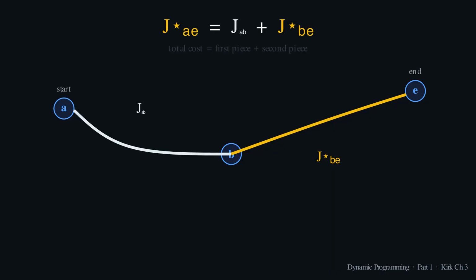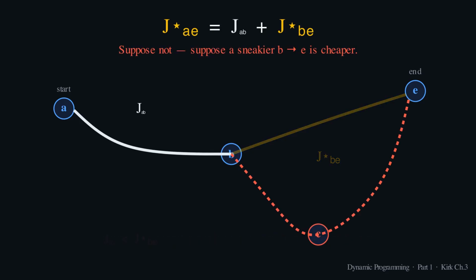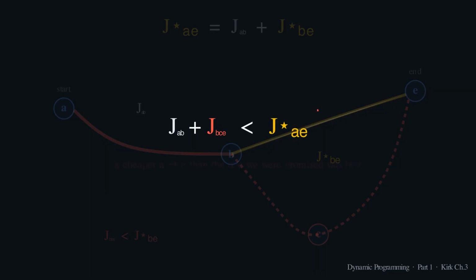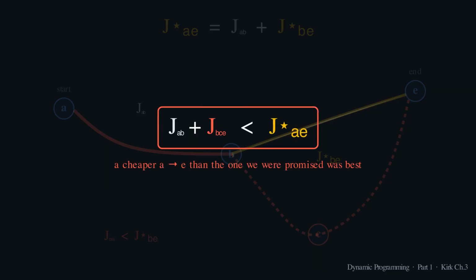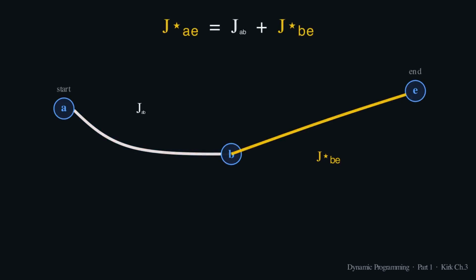Claim: that second piece from B to E must itself be the cheapest way to get from B to E. Why? Suppose it weren't. Suppose some sneakier path from B to E were cheaper. Then you could splice it in. Keep A to B but take the cheaper tail, and your new route from A to E would beat the one you were promised was best. That's a contradiction. So the cheap tail was optimal all along.